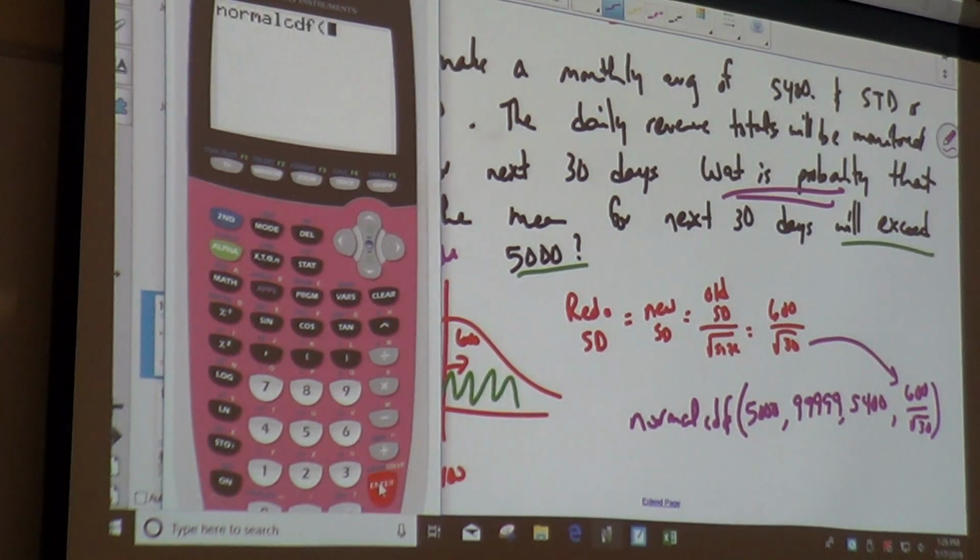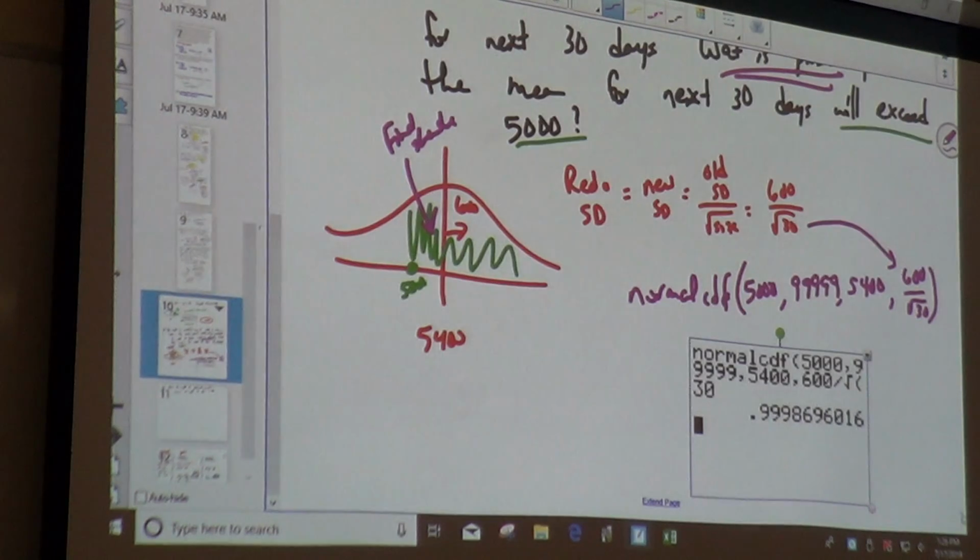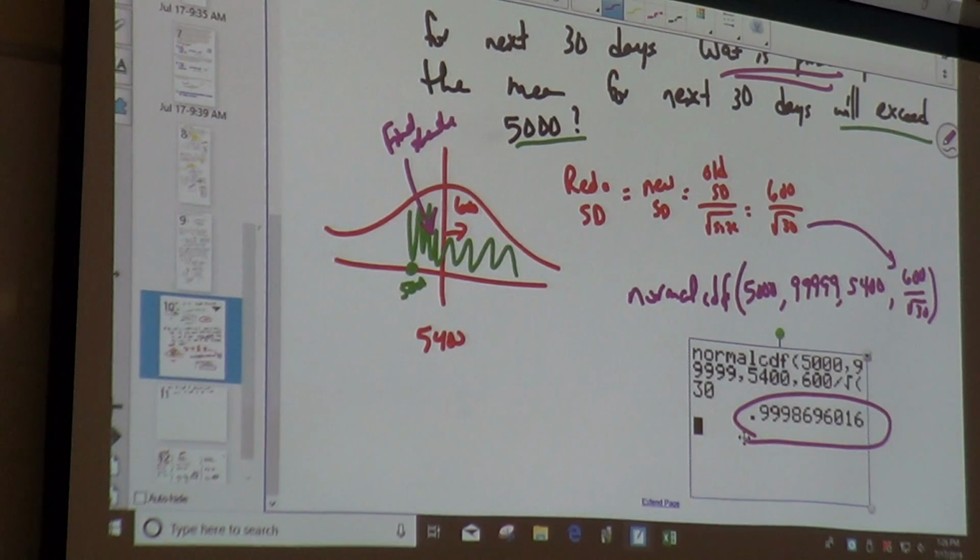So I'm going to do normal CDF, 5,000, 99999, 5,400, and then 600 divided by the square root of 30. So that means that my shade represented 99.99% of the curve. That was a little bit tricky because of that 30 days.